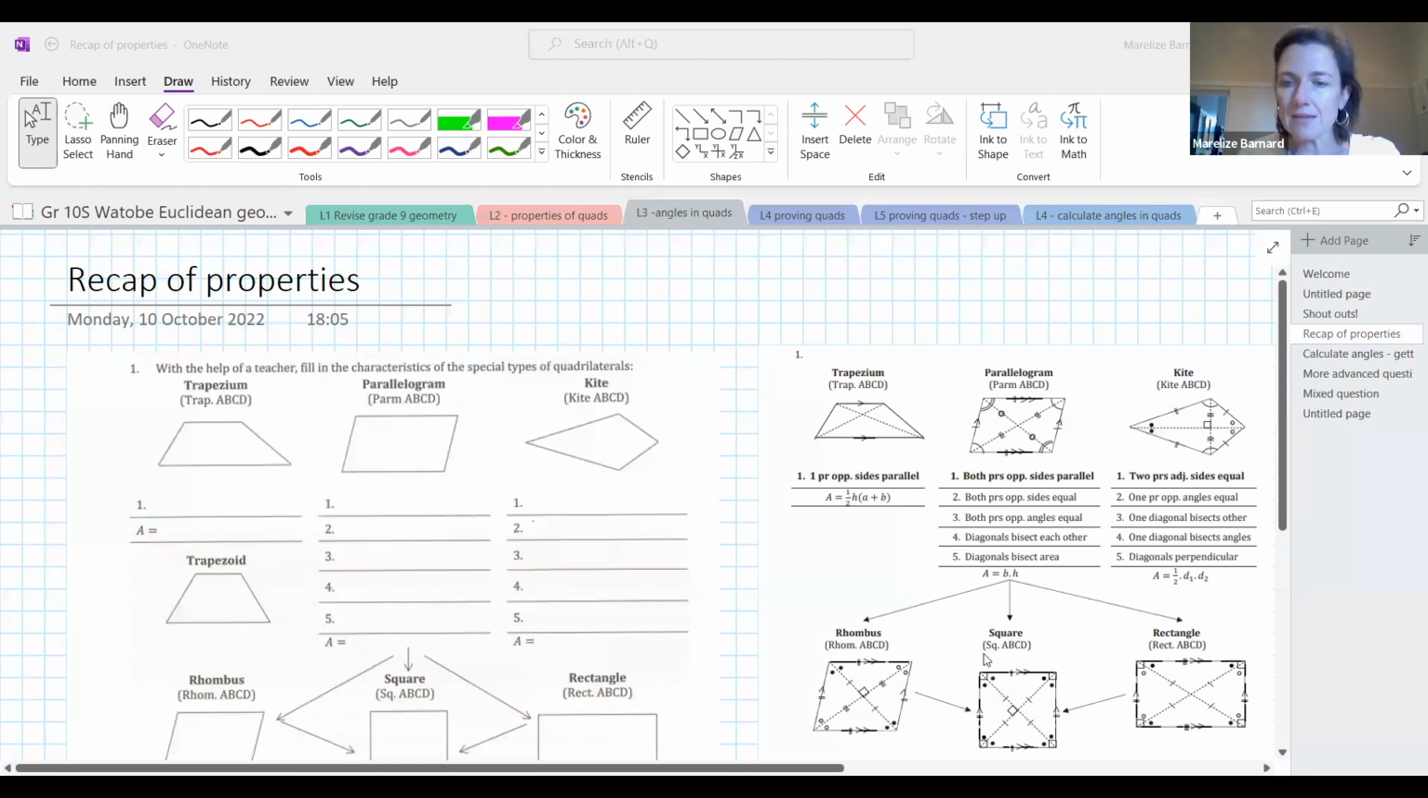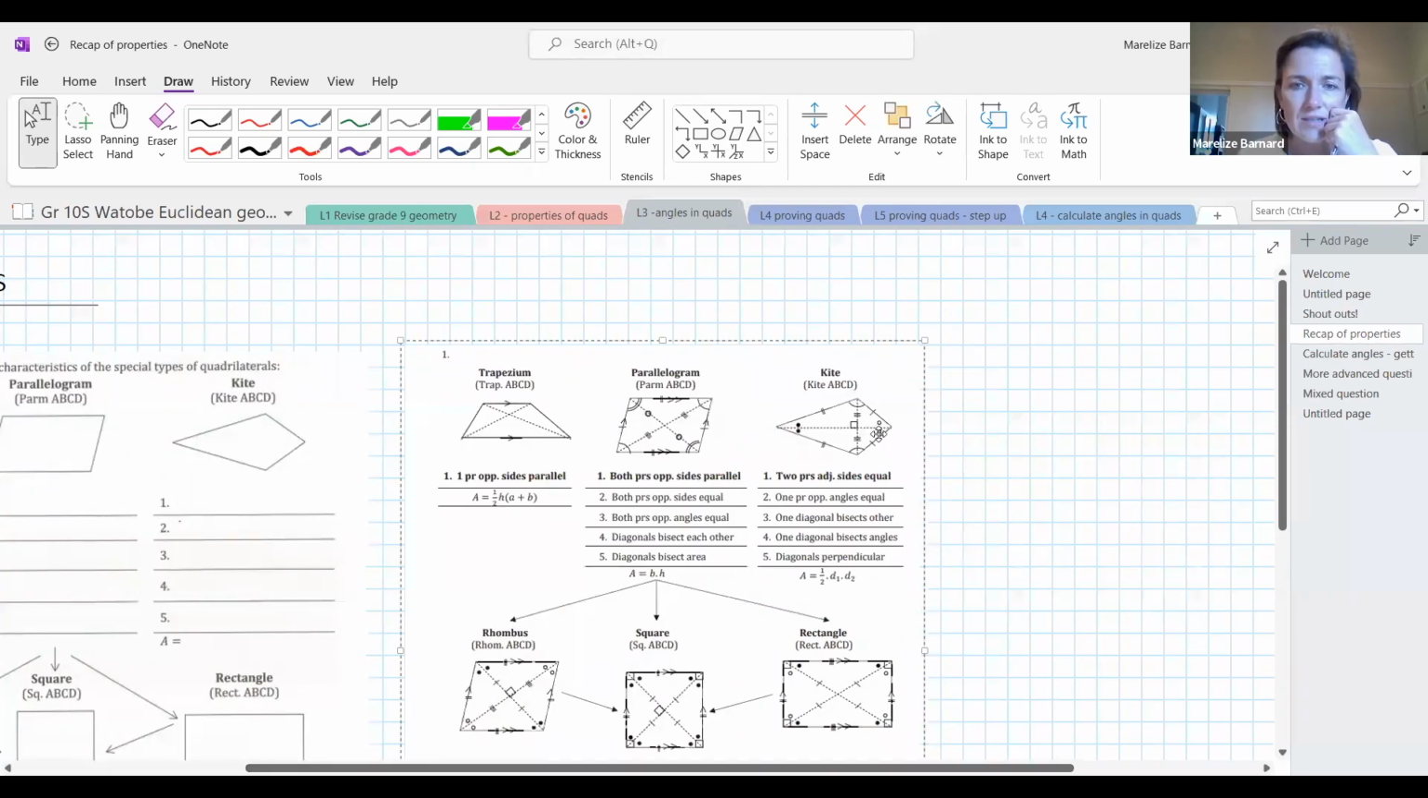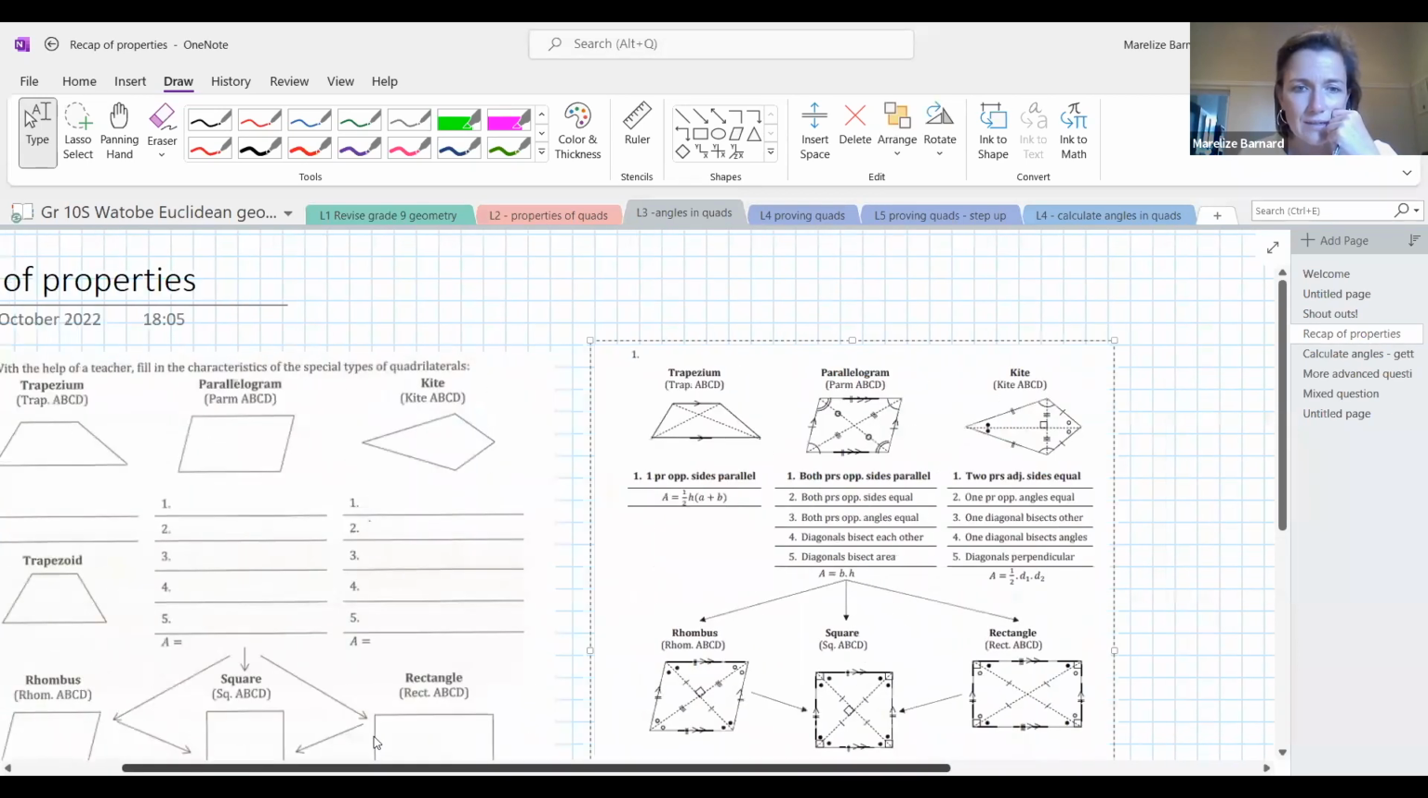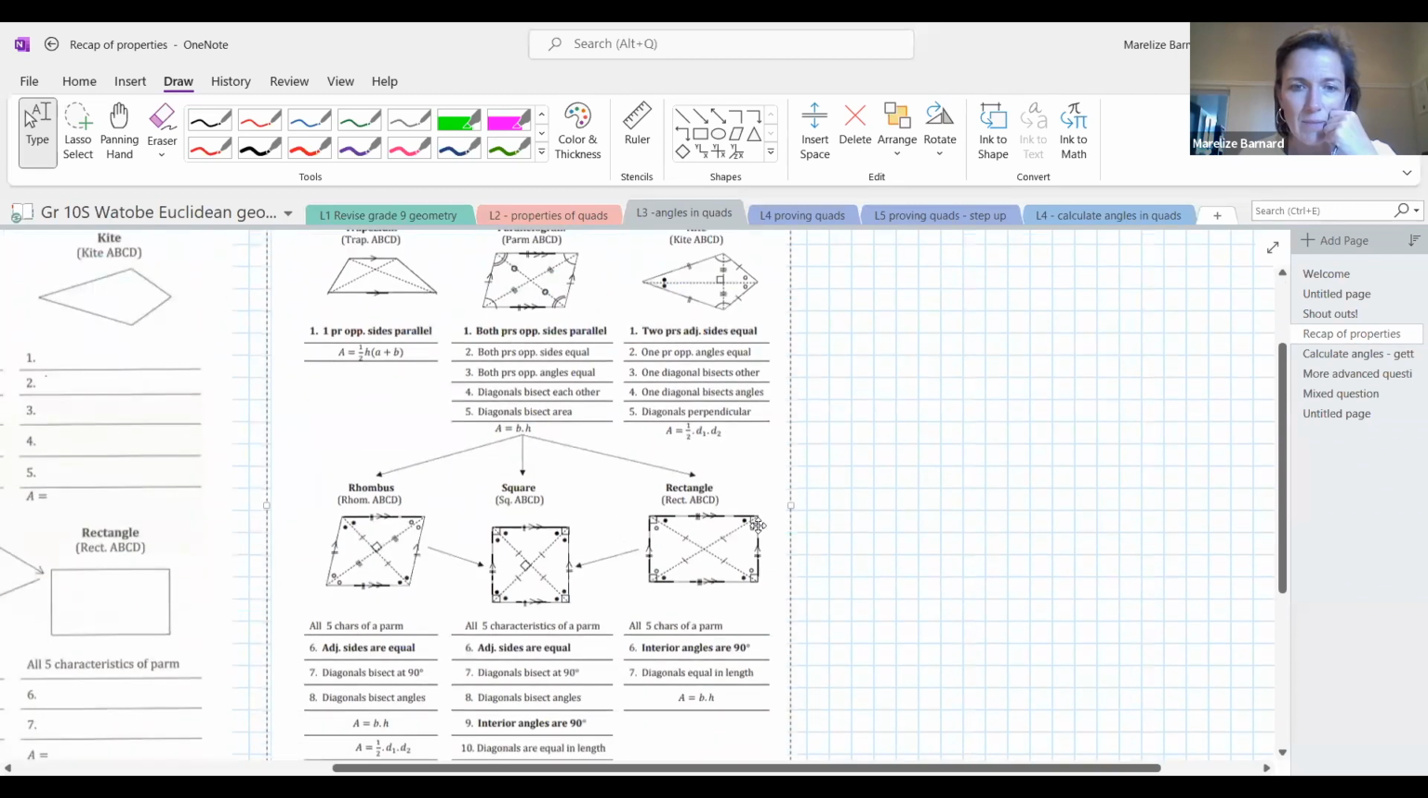If you tried it, great. If you didn't try it, you can take a screenshot now, but you do need to know these properties really, really well. Okay, so this is just that one filled in. So it's like the memo of it.